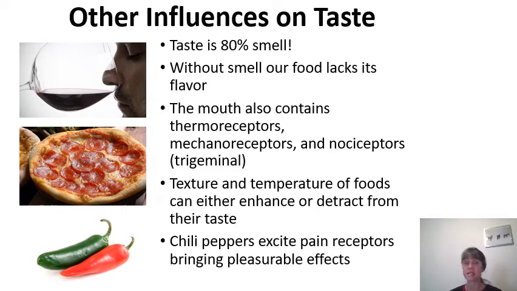The mouth also contains thermoreceptors, mechanoreceptors, and nociceptors by way of the trigeminal nerve, and this gives us information about texture and temperature of foods, which can either enhance or detract from their taste. Chili peppers will excite pain receptors, and for some people that brings pleasurable effects. Some people like really, really spicy food and aren't happy unless they're sweating when they eat something spicy.